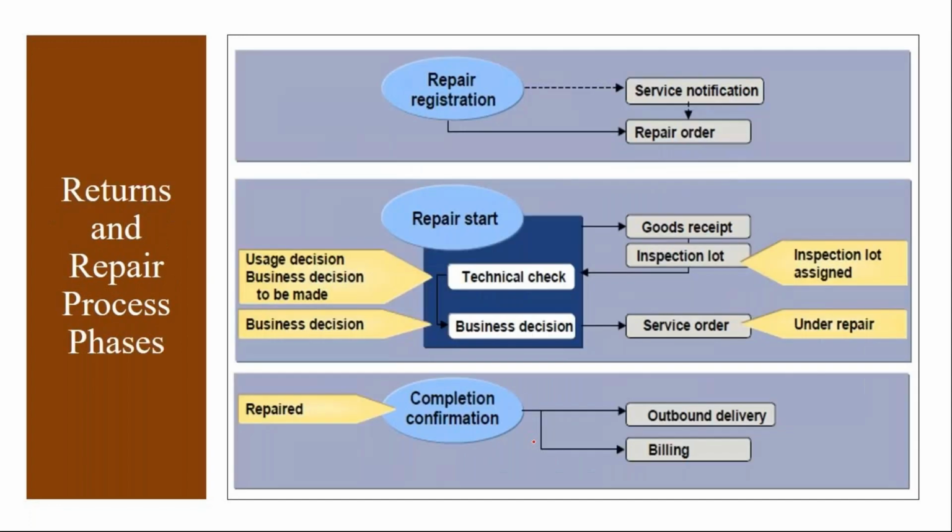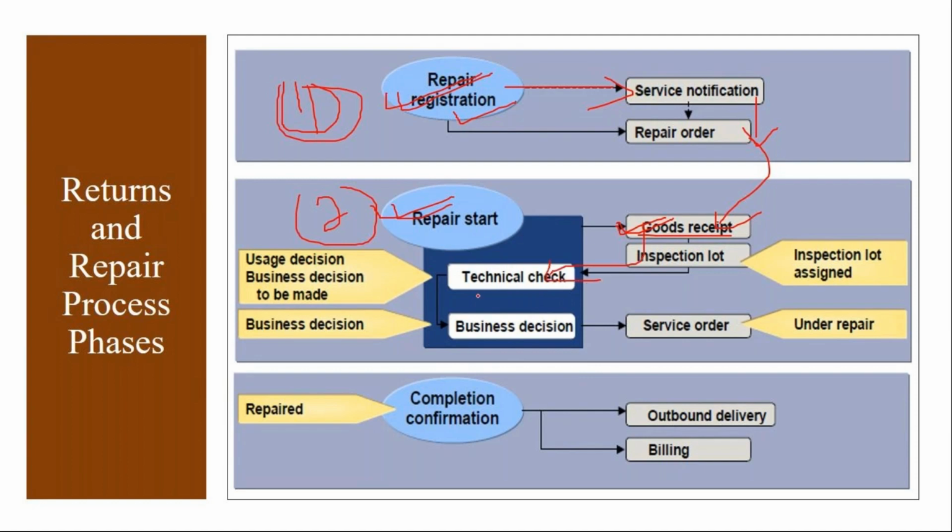Okay. So basically this returns and repair process happens in three phases. Okay, phase one is repair registration. Repair registration means the customer complains about the product. For that, you create a service notification, and then you tell the customer to return the product. For that you create a repair order. So this is phase one, repair registration. Next, phase two, repair start. So in this, for the repair order, you do a return delivery. You receive the product or equipment from the customer. Okay, you do the return delivery, which is nothing but goods receipt, and then you do a technical check.